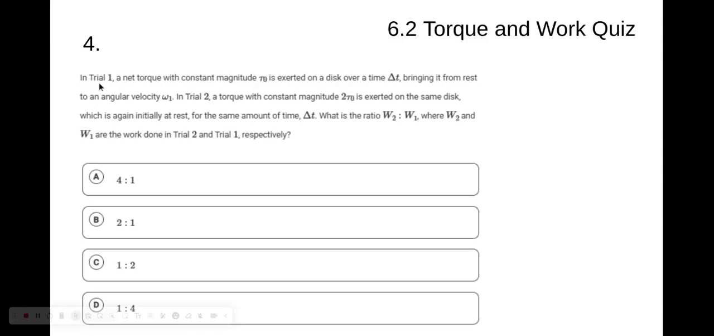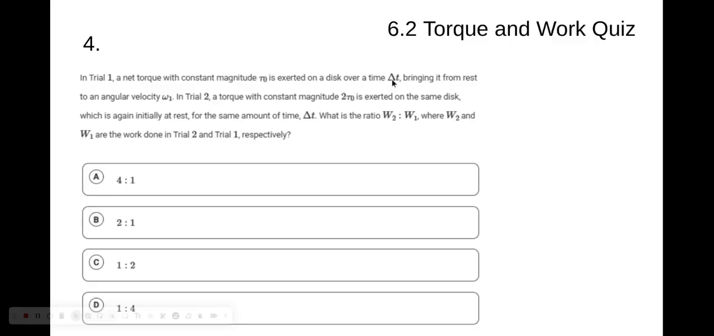Question 4. In trial 1, a net torque with a constant magnitude, this is hard to read, but that is tau naught, so it's a little tau character with a subscript of 0, is exerted on a disk over a time, delta t, bringing it from rest, so it's originally 0, to some angular velocity, omega 1. In trial 2, a torque with a constant magnitude of 2 tau naught, so it's twice as big, is exerted on the same disk, which again is initially at rest, for the same amount of time. What's the ratio of work in situation 2 versus situation 1?